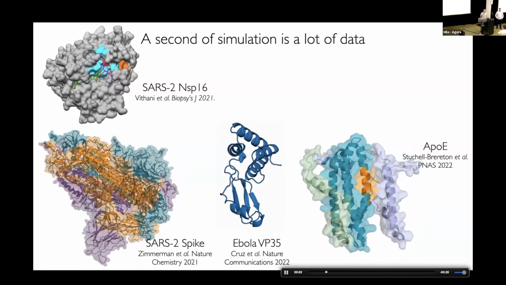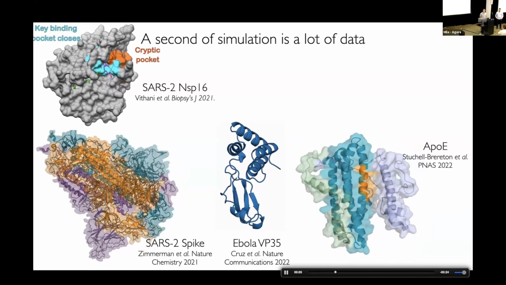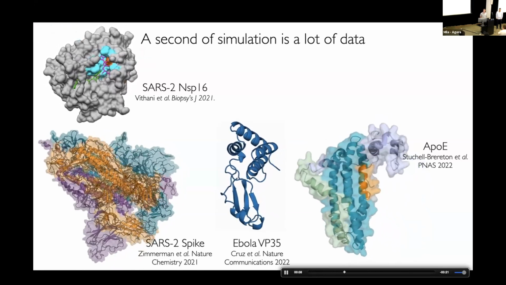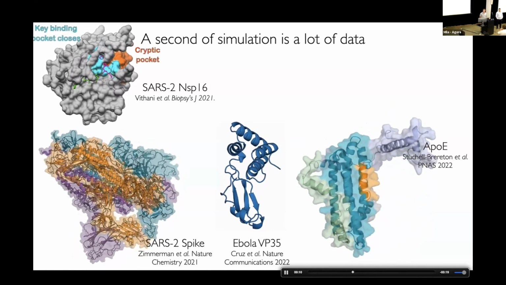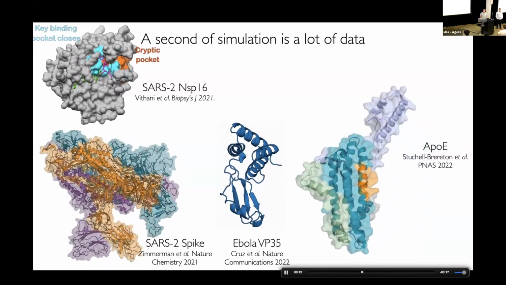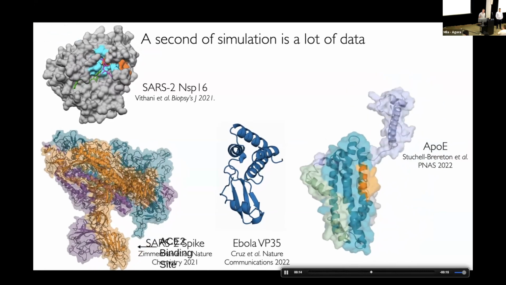That's for proteins. I'll say that for small molecules, the diversity of chemical space is far larger, and that's an area that would benefit from continued force field work more immediately.